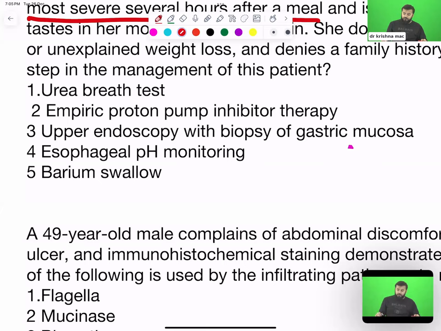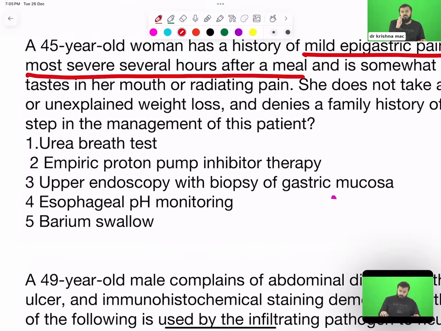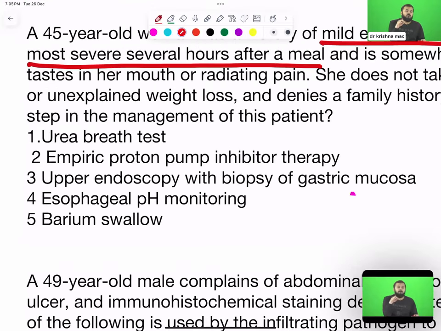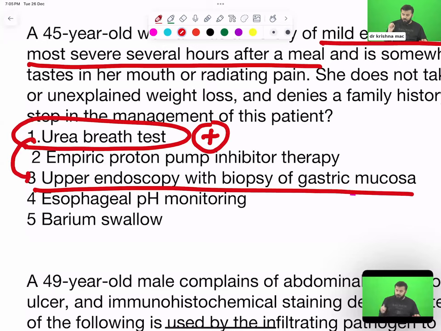Next best step. Guys, if a patient comes to you saying, doctor, I have pain in the appendix region, will you say, okay, we will do an operation and diagnose whether it is appendicitis or not? Directly don't go for invasive methods. Non-invasive methods come first, okay? What is the first test you do? Very good. Urea breath test. If the urea breath test is positive, then we will go for upper GI endoscopy with biopsy.